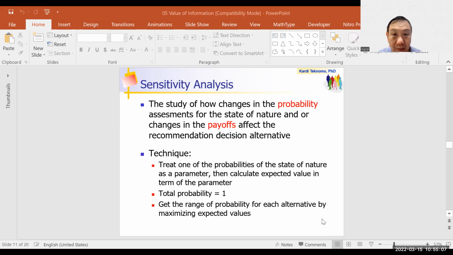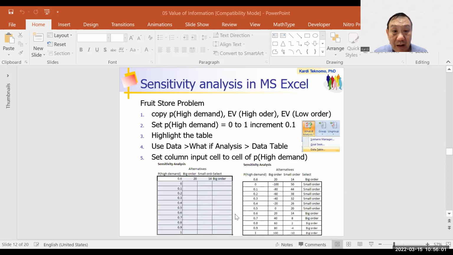Now, after that, you can also do what is called sensitivity analysis. What is sensitivity analysis? It's a study of how the change in probability assessment for the states of nature, or the change in the payoff, will affect the recommended decision alternative. So now the technique is rather simple. You just treat one of the probabilities of the state of nature as a parameter. Then you know that the total probability must be 1, right? Then you can calculate the expected value in terms of this parameter. And then you can get the range of probability for each alternative by maximizing the expected value.